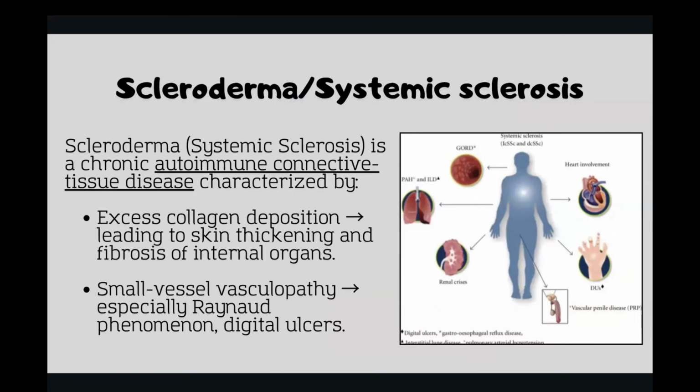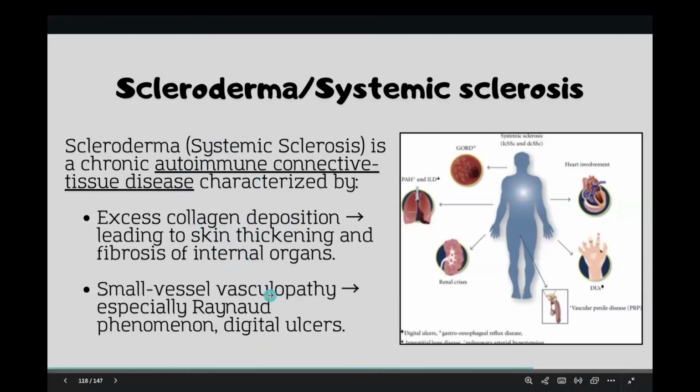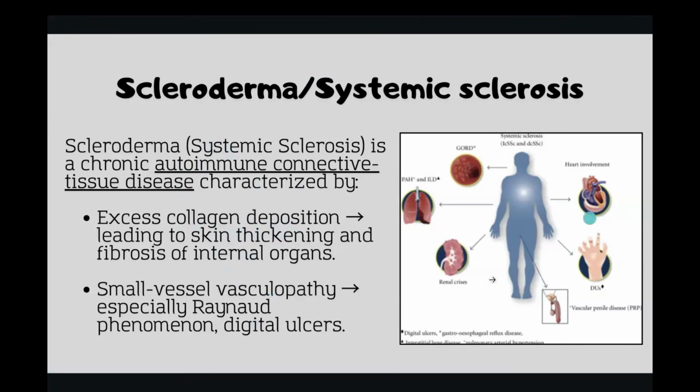But just for the sake of completion, I'm going to explain it a bit. Scleroderma is a chronic autoimmune connective tissue disorder that is characterized by excess collagen deposition leading to skin thickening. So you have excess collagen deposition leading to skin thickening and fibrosis of internal organs, and it's also associated with a small vessel vasculopathy like Raynaud's phenomenon. Okay, and those are the manifestations of systemic sclerosis.